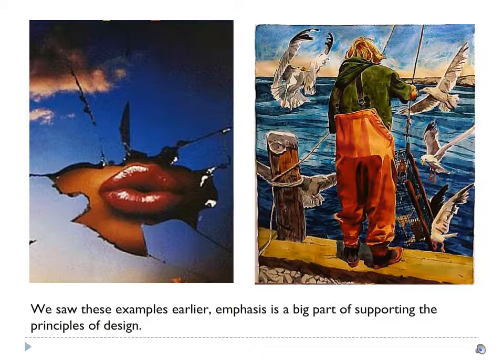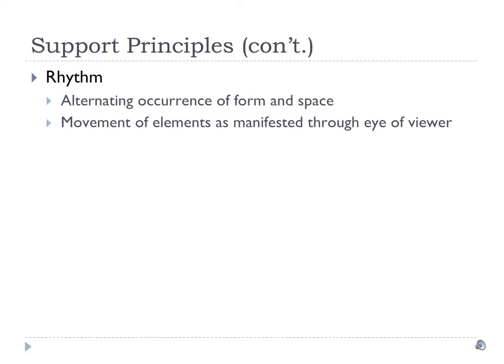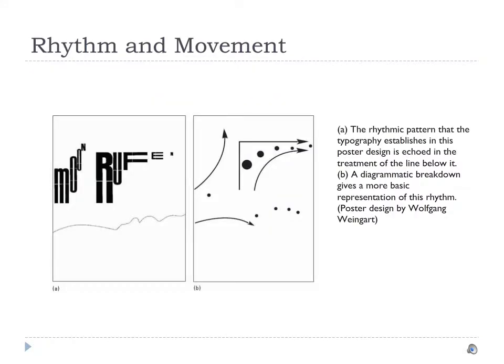Emphasis is a big part of supporting the principles of design. The next support principle we will review is rhythm. Rhythm is the alternating occurrence of form, space, and movement of elements as manifested through the eye of the viewer. In example A, the rhythm pattern that the typography establishes in this poster is echoed in the treatment of the line below. In example B, a diagrammatic breakdown gives us a more basic representation of this rhythm. This poster is designed by Wolfgang Weinhardt.